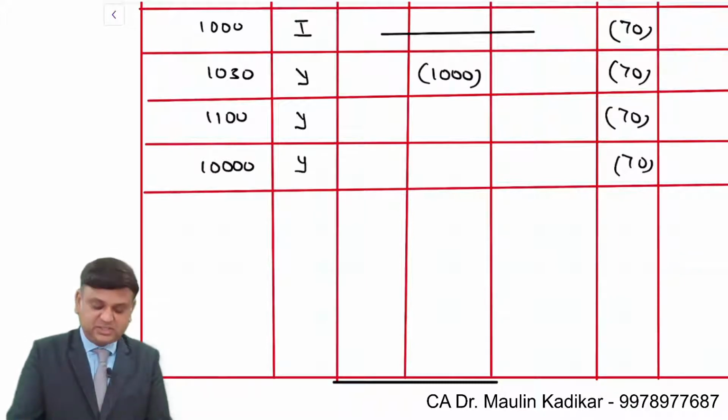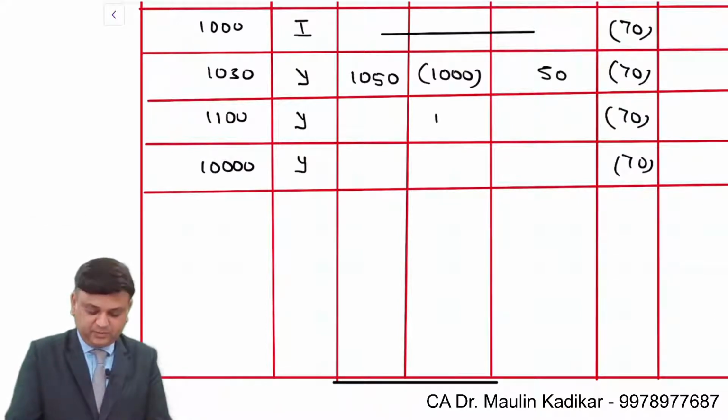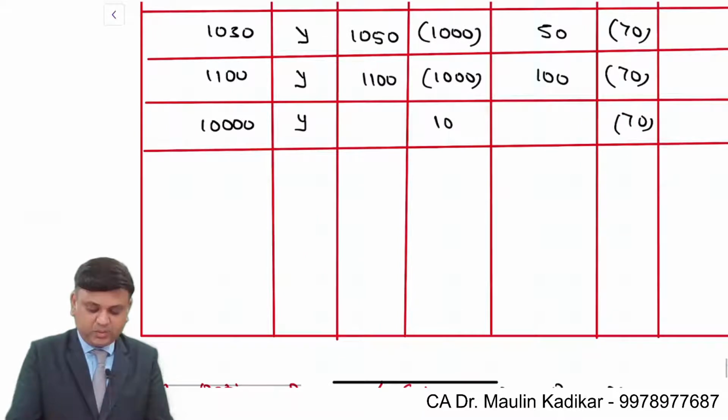So 1000 is the purchase price, 1050 is the sale price. So 50 rupees is the payoff. 1000 is the purchase price, 1100 is the sale price. So 100 rupees is the payoff. 1000 is again the purchase price, and 10,000 is the sale price. So 9,000 is the payoff.